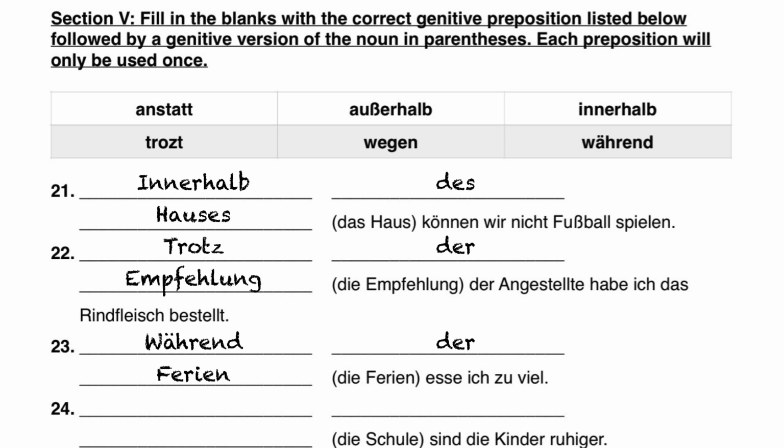In the next one it says die Schule. Die Schule is the school. Sind die Kinder ruhiger means the children are quieter. So we want to say, outside of the school, the children are quieter. It doesn't make much sense, but it would make just as much sense with inside of the school, the children are quieter. But we're going to say außerhalb because we already used innerhalb in the first sentence. Außerhalb, since it's die Schule, we have to use der Schule in the genitive. Outside of the school, the children are quieter. Außerhalb der Schule sind die Kinder ruhiger.